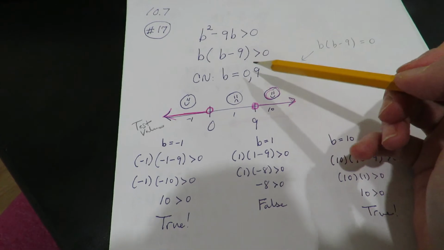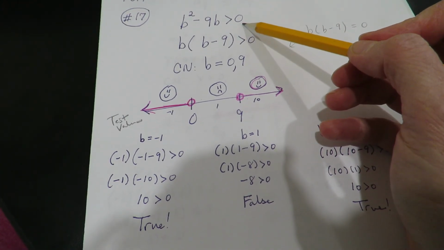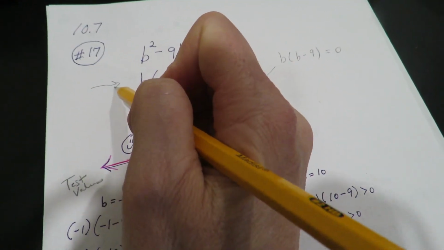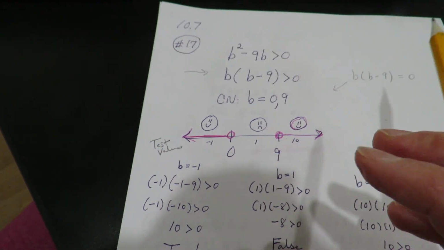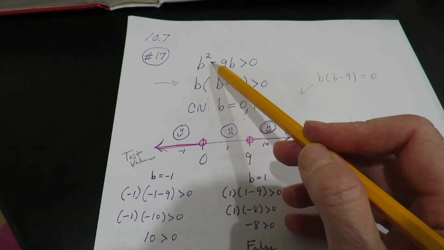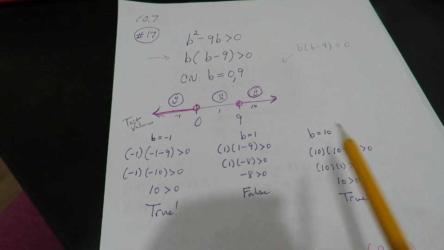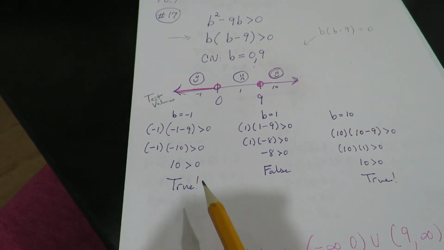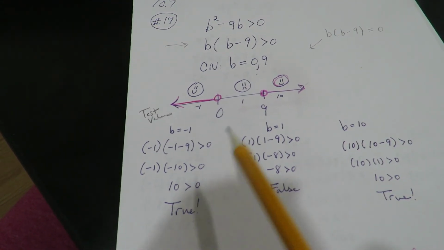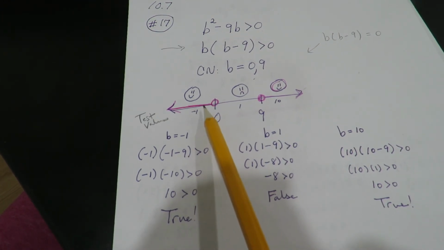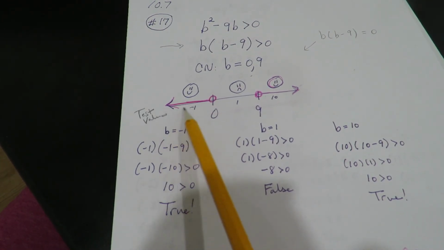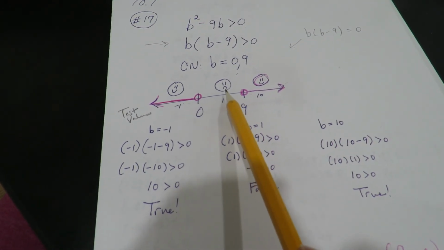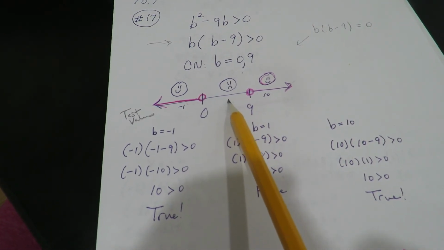And so I like to plug them into the factored form. Some people prefer this form. It really doesn't matter. This is just the one that my brain particularly likes, but your brain could like the other better. And so I plugged all of these test values into here, and they either give you a true or false statement. If that one value works, that means that all the values work in that segment. And if that one value is false, that means that all the values are false in that segment.